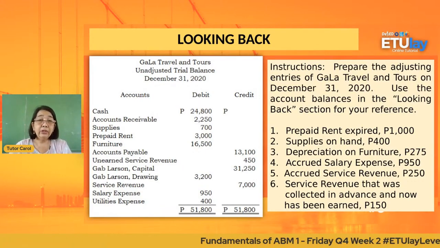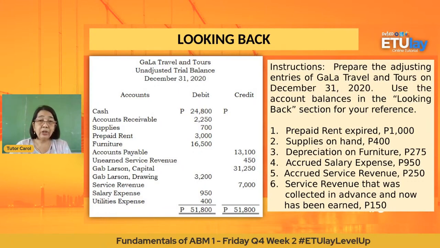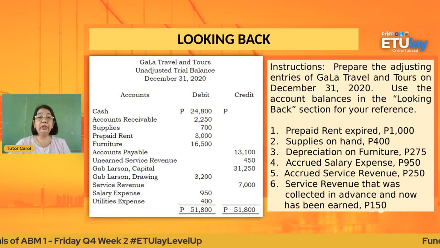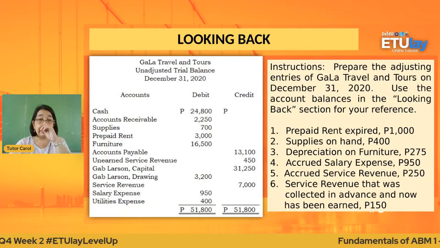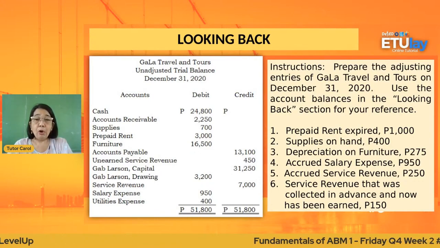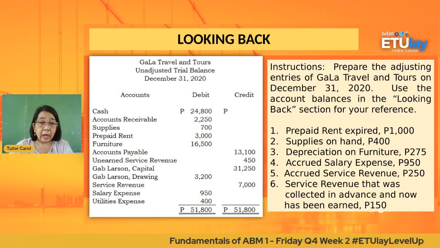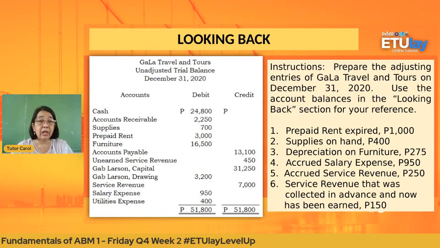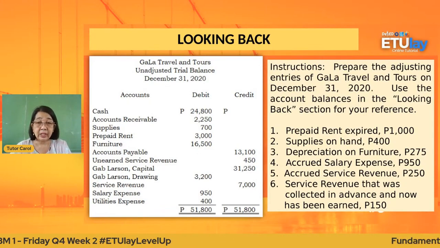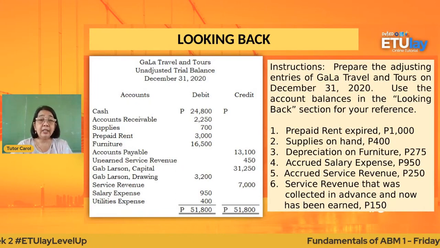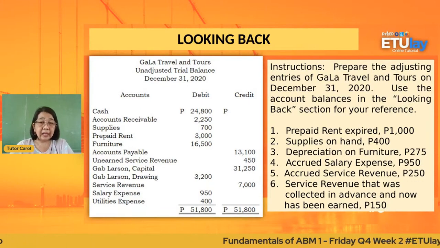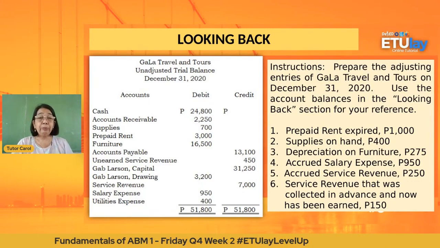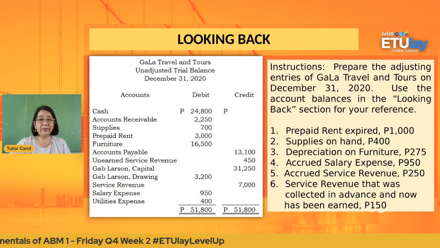We have instructions here: prepare the adjusting entries of Gala Travel and Tours on December 31, 2020. Use the account balances in the looking back section of your reference. We have 6 items to be adjusted. We will study them one by one and answer them so we can prepare the worksheet.